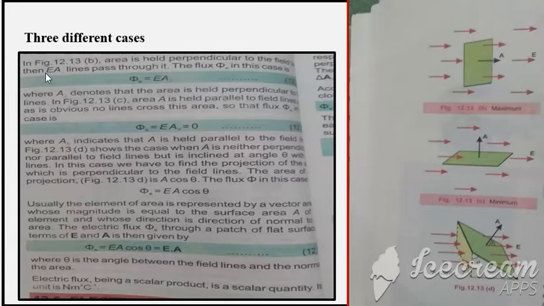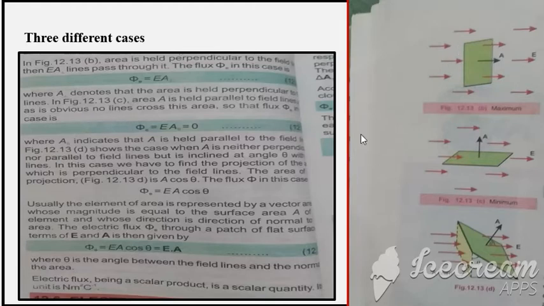It is the dot product of electric field and area. When the area is held perpendicular, these are the electric field lines passing through it. The flux phi E in this case is equal to EA, where phi E represents electric flux. Phi E in this first case is maximum. Look at the position of my cursor. The maximum number of electric field lines are passing through this area.